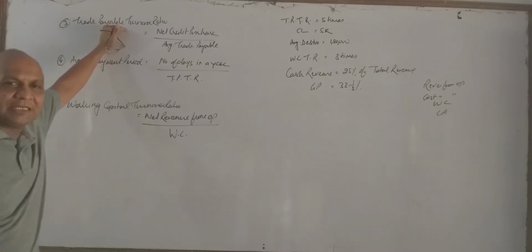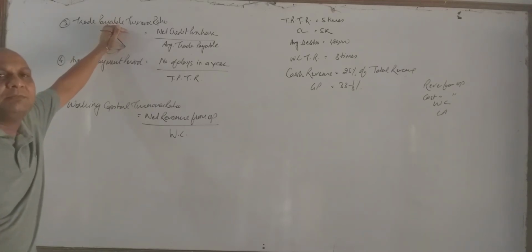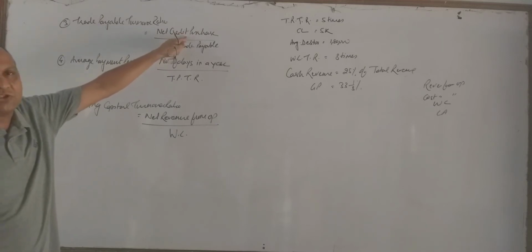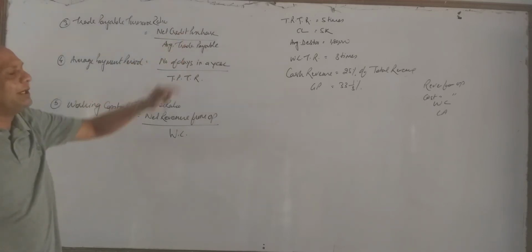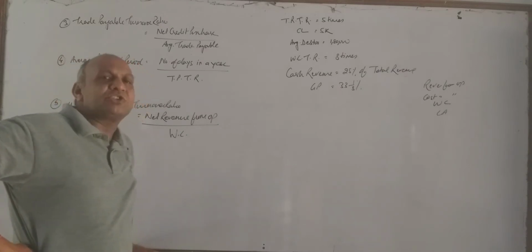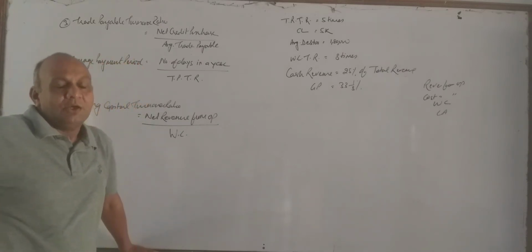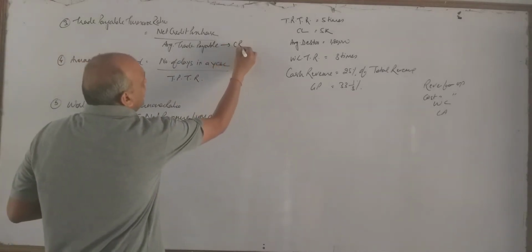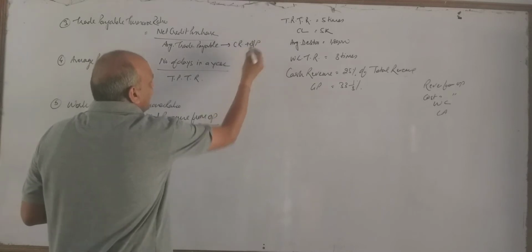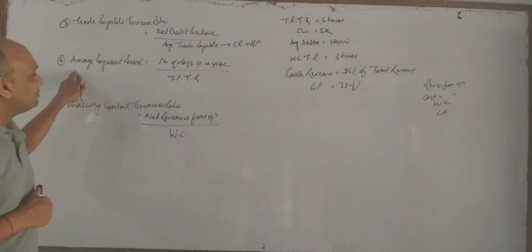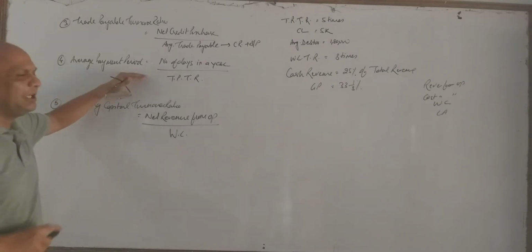ये फार्मूला ये बताता है कि साल में कितनी बार हम अपने क्रेडिटर्स को और बीपी को पैसा दे देते हैं. Net credit purchase, we are going to take credit purchase only. And what is the meaning of average trade payable? Opening trade payable plus closing trade payable divided by 2. What do we include in trade payable? In trade payable we include creditors and bills payable.